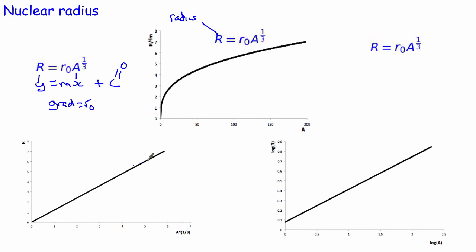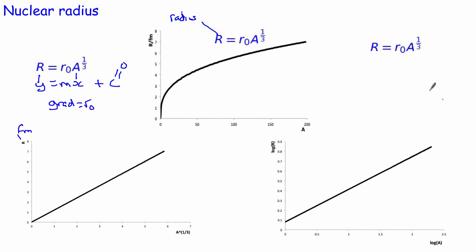So this is this graph, and we've transformed it in exactly that way. We've plotted A to the power of a third against R over here. You get a straight line that goes to the origin, and if we worked out the gradient of that, it would give us a value for that. Here R is measured in femtometers again. So again, we can work out what this constant is.